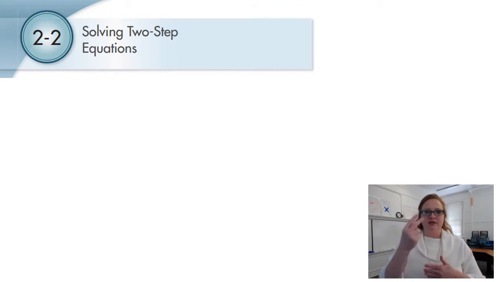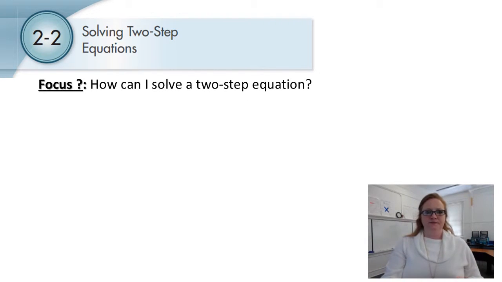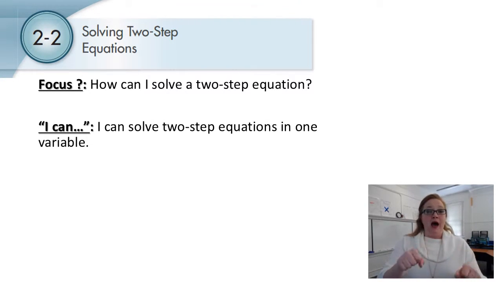Chapter 2, Lesson 2, Solving Two-Step Equations. Focus question for this lesson: How can I solve a two-step equation? I can statement. By the end of this lesson, you should be able to say, I can solve two-step equations in one variable.